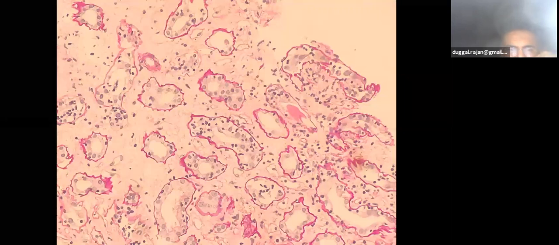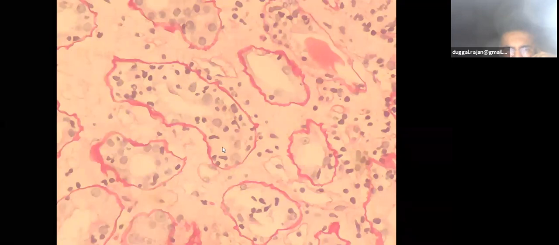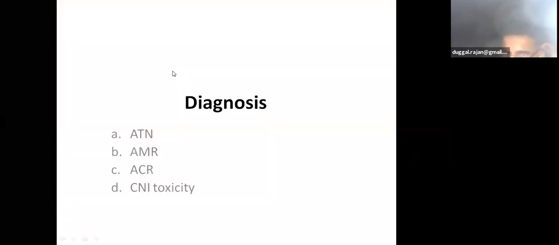This is a PAS stain, a PAS stain again. So these all are lymphocytes which are infiltrating the tubules. So what is the diagnosis? Is it ATN, AMR, acute cellular rejection, or CNI toxicity?